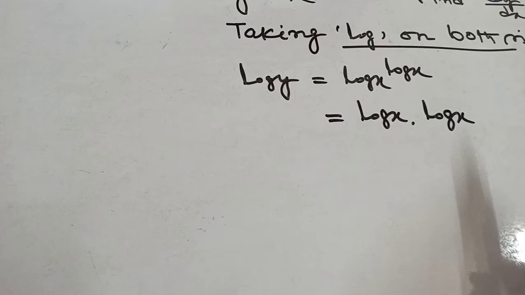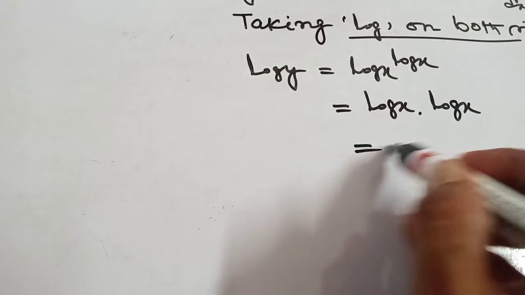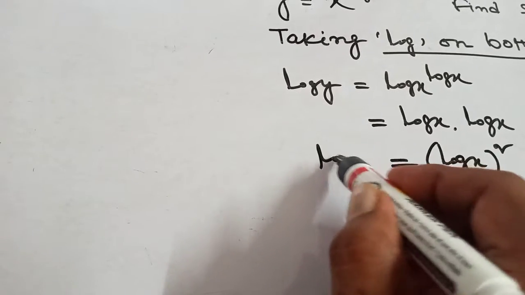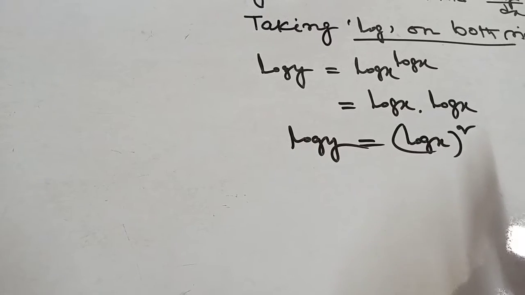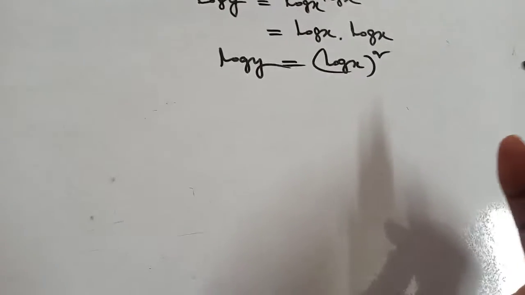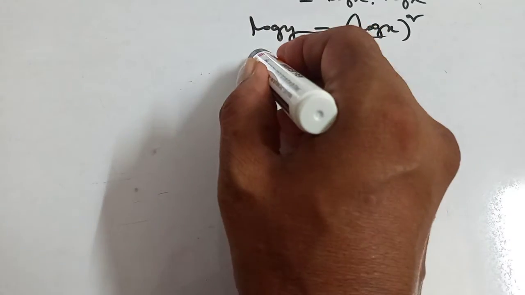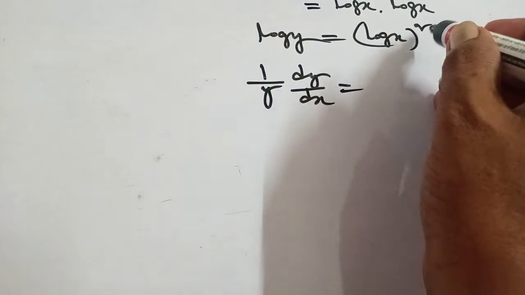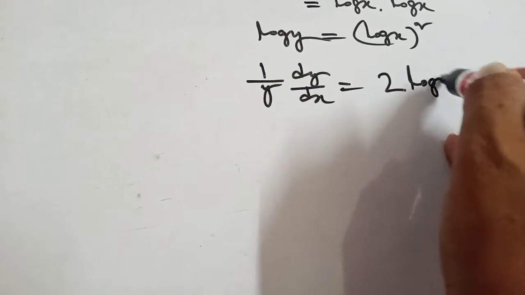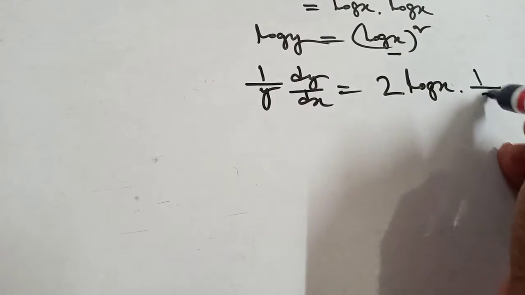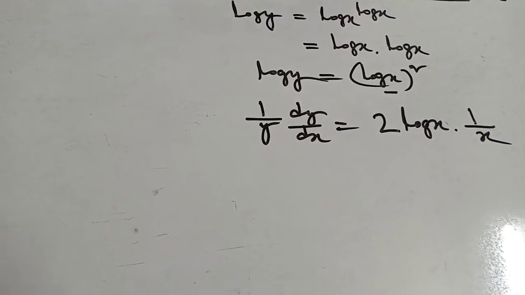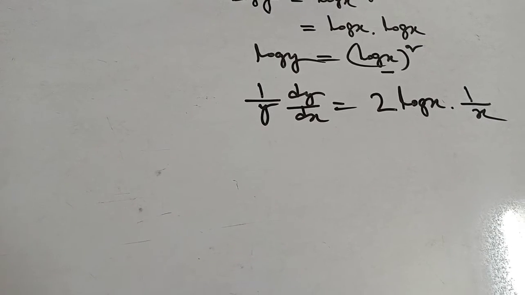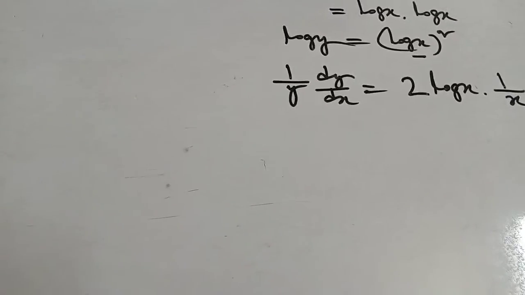Now it will be (log x) whole square. This is log y. Now differentiation on both sides with respect to x, it will be 1 by y dy/dx equal to, the power will come first, 2 log x into d/dx of log x, which means 1 by x. Understand? Log y means 1 by y dy/dx, and (log x) whole square means 2 log x into d/dx of log x, which is 1 by x.